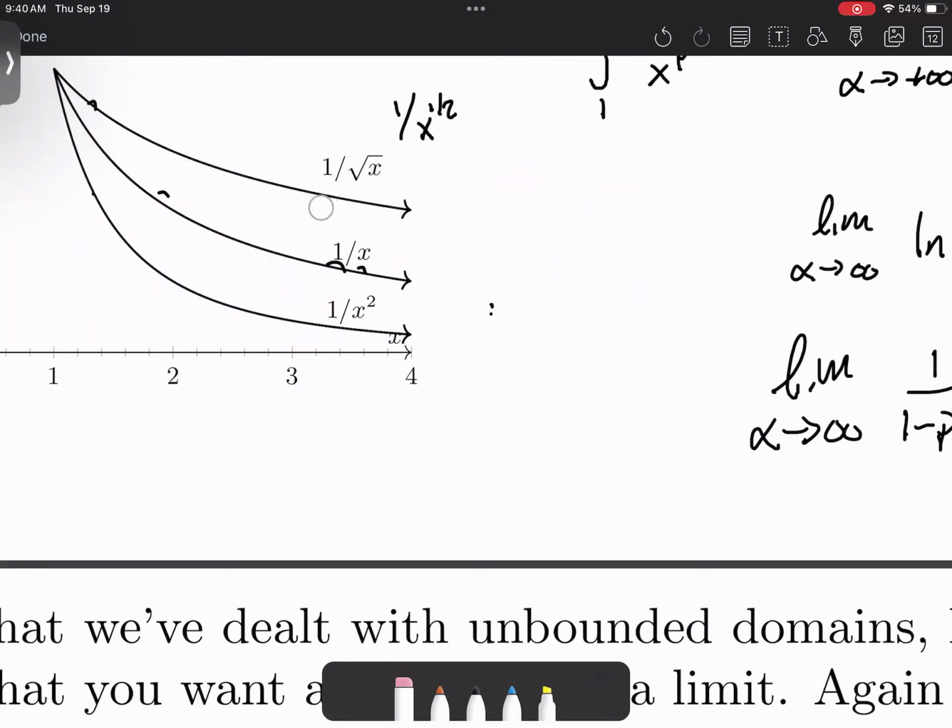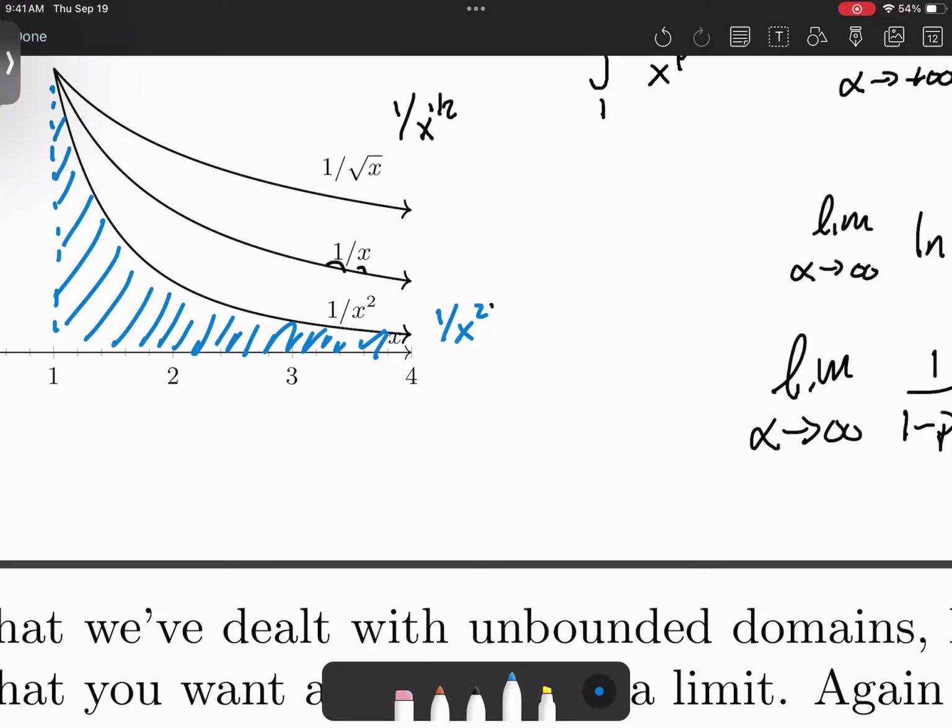So here we have one of those examples. Let's look at 1 over x squared, right? The p-value there is 2. 2 is greater than 1. So this integral is going to converge. It will have a finite amount of area underneath it. And the area is going to be 1 over p minus 1. So the area underneath the curve 1 divided by x squared is finite and is equal to 1.